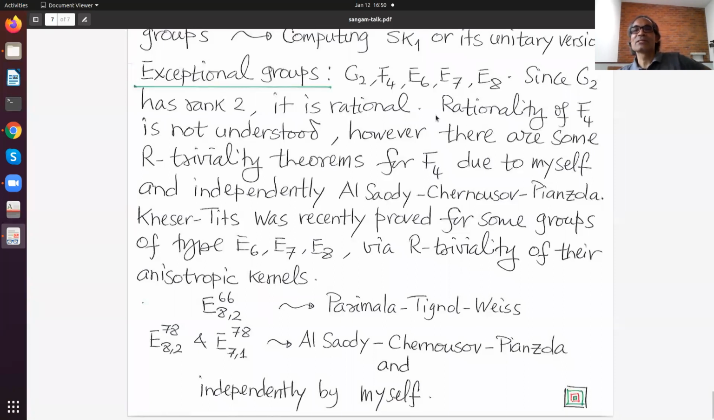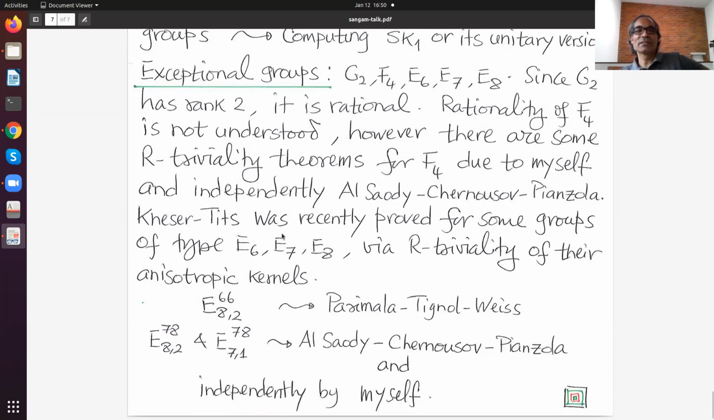For F4, rationality properties are pretty ill understood. However, there are some R-triviality theorems for F4 due to myself, and independently there is a trio which has come together recently: Al-Saudi, Chernousov, and Pianzola. So we independently proved the same theorem. I proved one more after them, but anyway, this is the story.